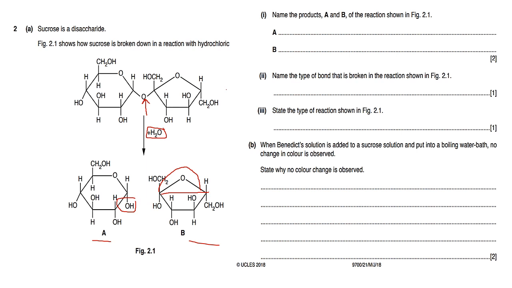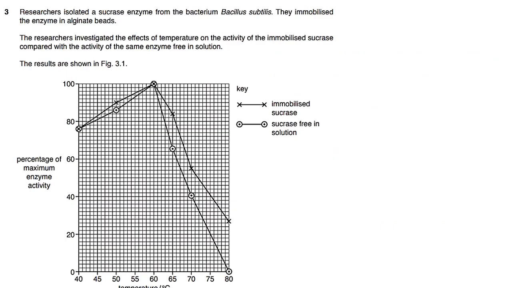So to test a non-reducing sugar, you have to first of all hydrolyze the bond. If you do the Benedict's test directly, you're not going to find any reducing sugar because no reducing sugar has been released. You have to break the bond in order to release glucose, which is a reducing sugar, and then get your test. Fructose is also a reducing sugar.